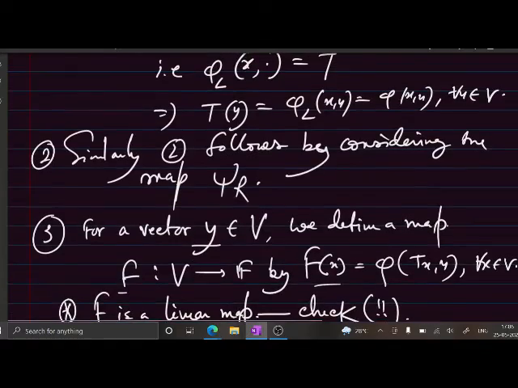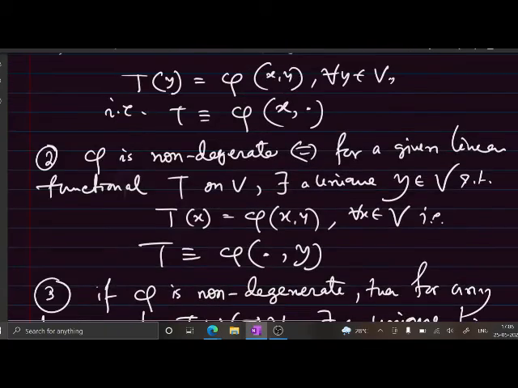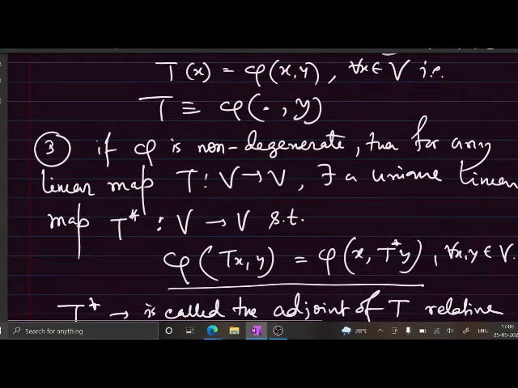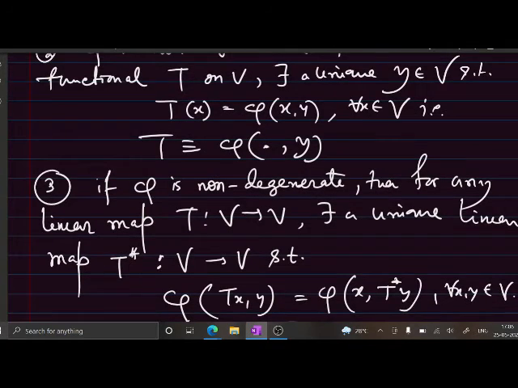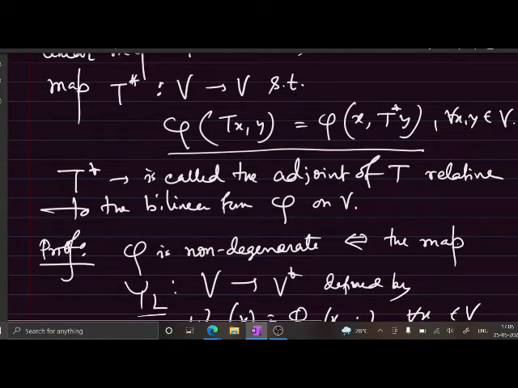This theorem is very important because if you have a non-degenerate bilinear form, then every linear map will give you a unique linear map, that is the adjoint of T.